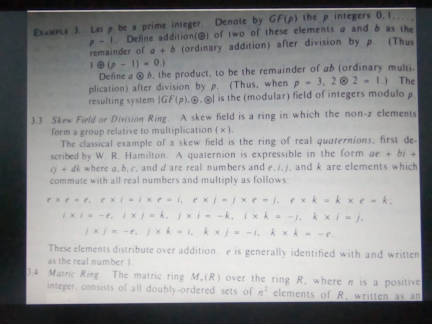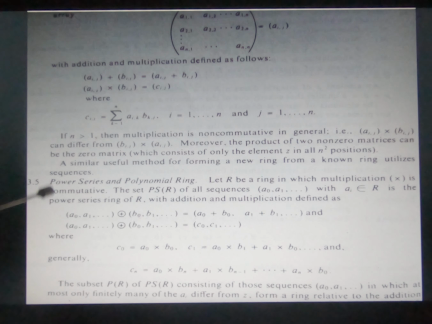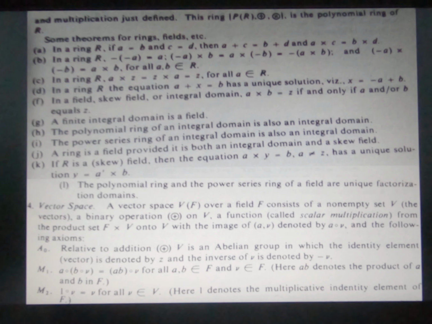Matrix ring, power series and polynomial ring. These are definitions. These are some examples. And vector space. These are examples. Vector space.